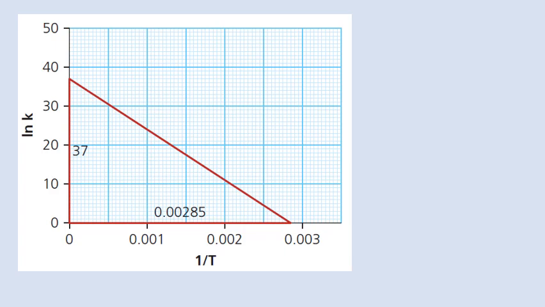You can see it's a negative gradient because the line is sloping down, and it's a straight line. It has a constant gradient because the gradient is minus Ea over R. That's what the gradient is. Units for the x-axis are Kelvin to the minus 1, and for ln k there are no units. When you do a logarithmic scale, there are no units. So you don't have units for ln k. That's why there's no units over here.